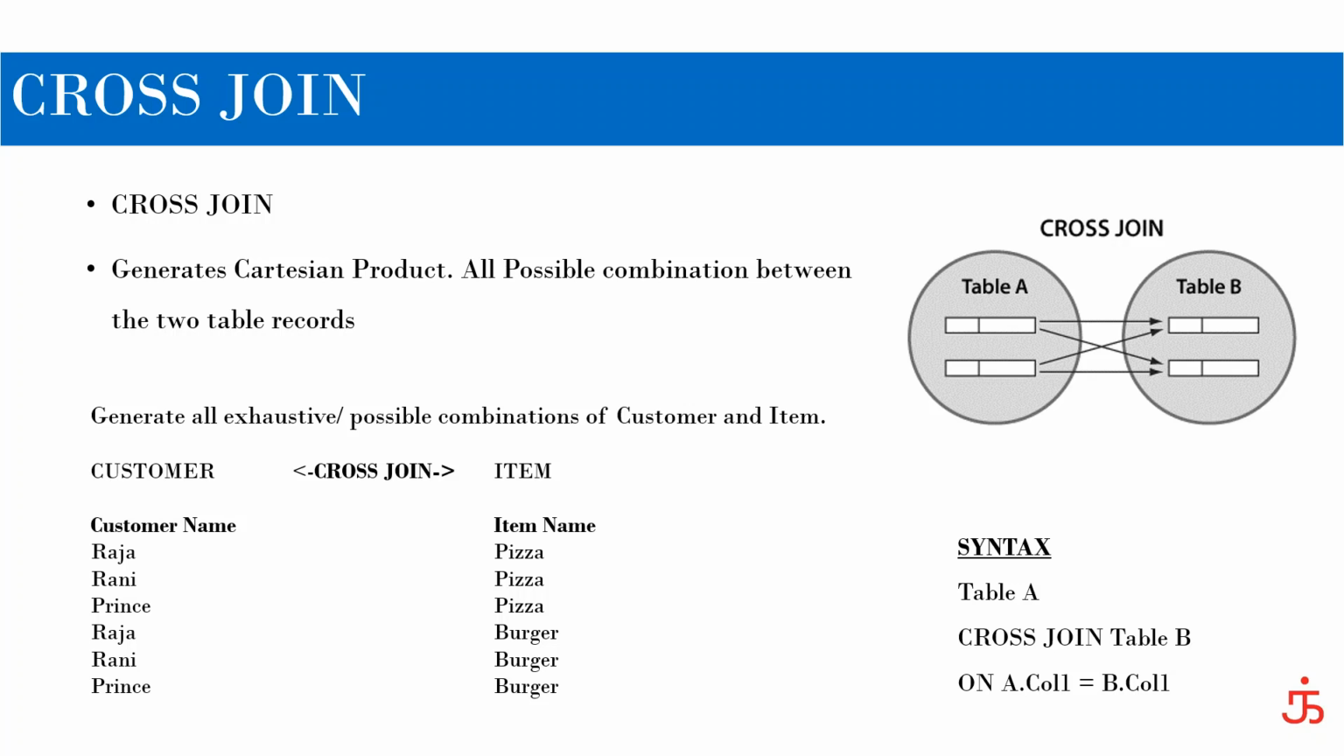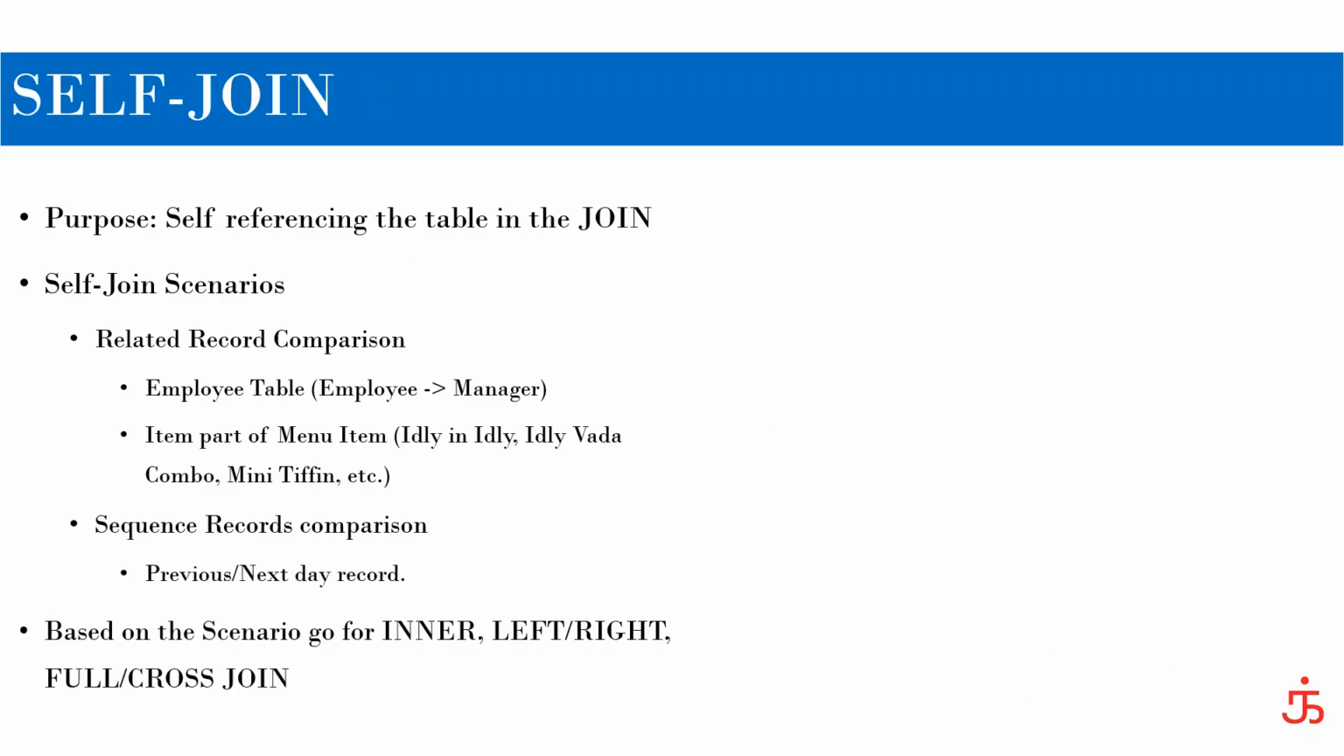So for that, I think we can use cross join. It will generate all the permutation combinations. Now going back to one more join, this is called self join. Self join is nothing but referencing the same table more than once in a query. Any join we can use.